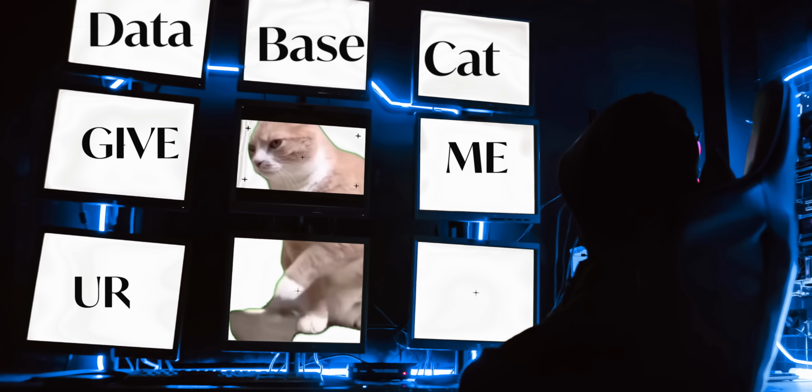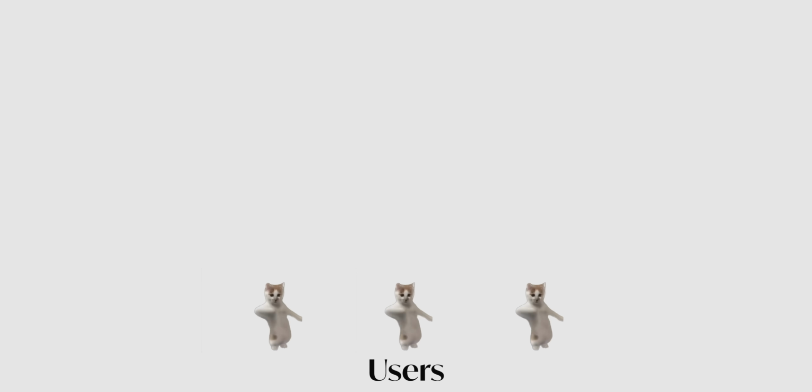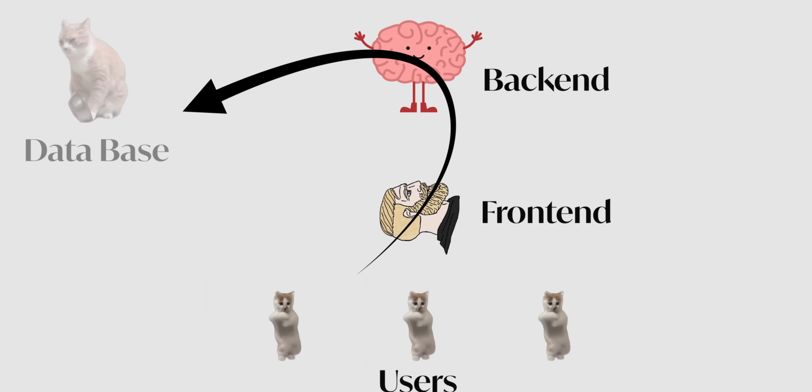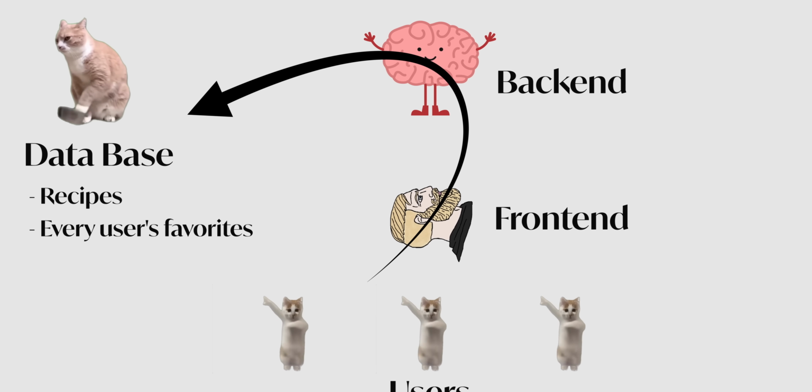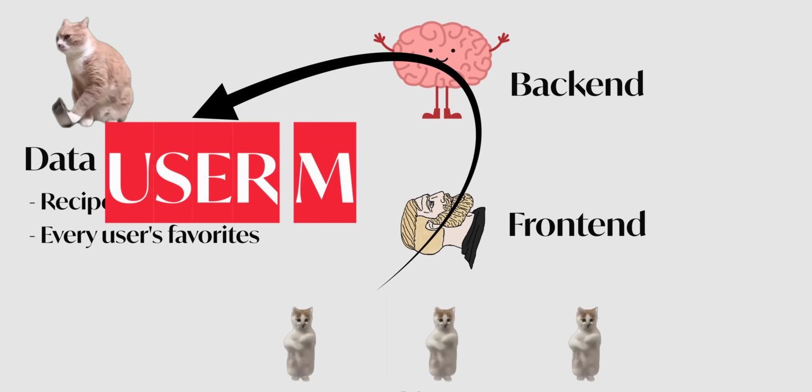Now, if we want the ability to store a bunch of data, let's say millions of film simulation recipes, we need a database. But if we want users to be able to upload their own recipes and maybe also save others to a list of their favorites, we need user management.